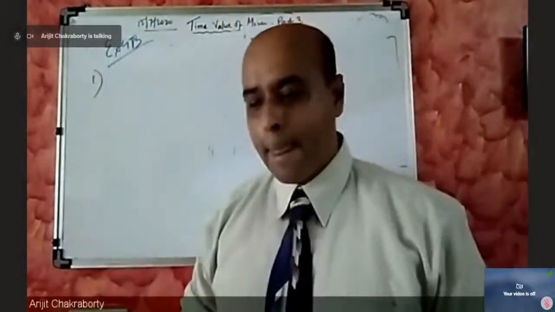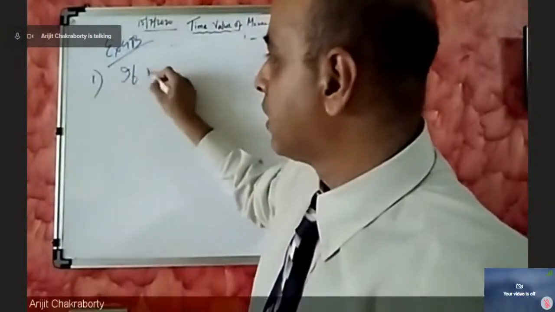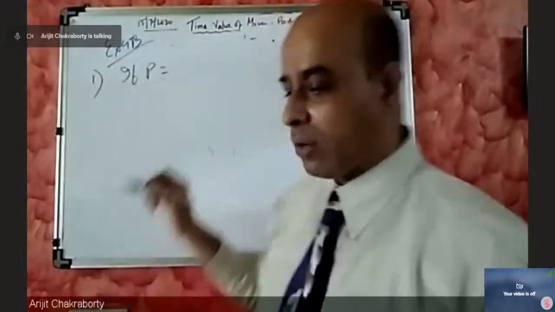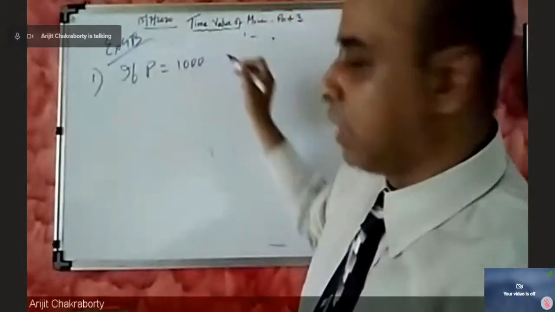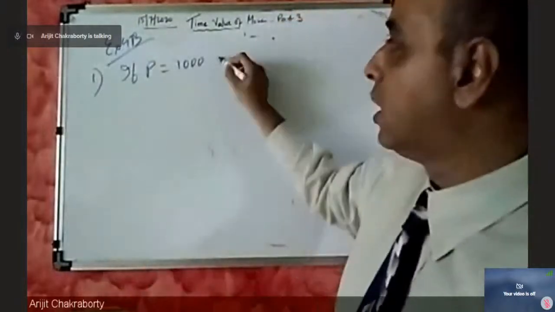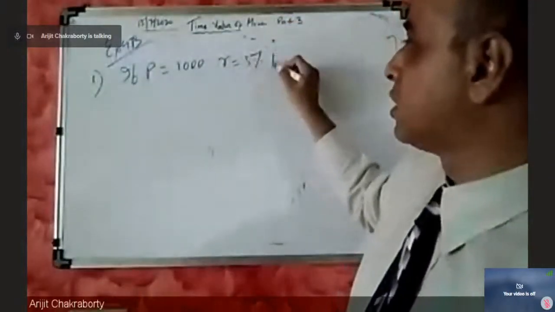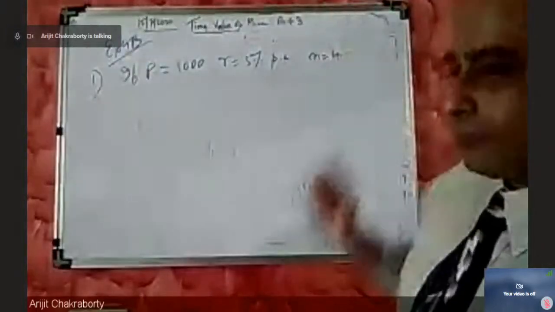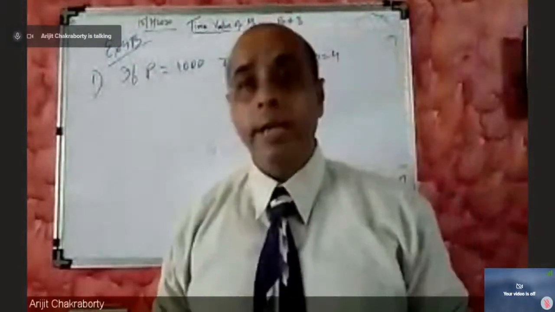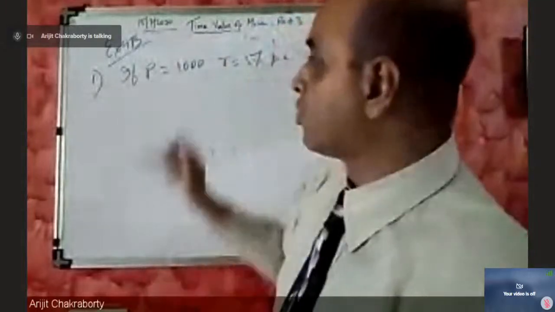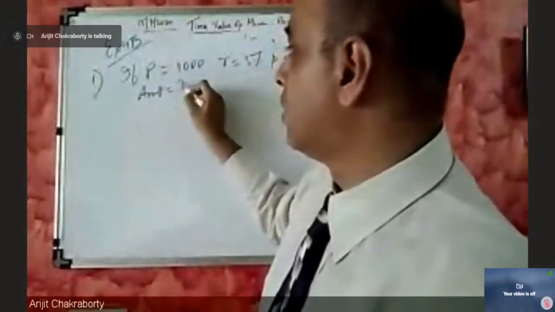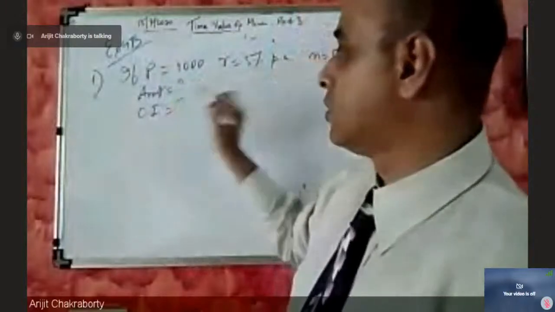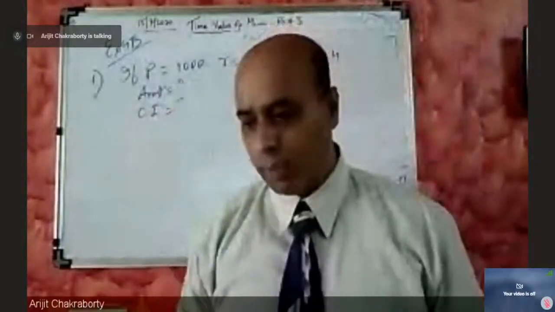problem number one: if P is equal to 1000, R, that is interest, is 5% per annum, N is 4, what is the amount and compound interest? So we have to find out the amount and the compound interest. We don't know the compound interest, we don't know the amount.